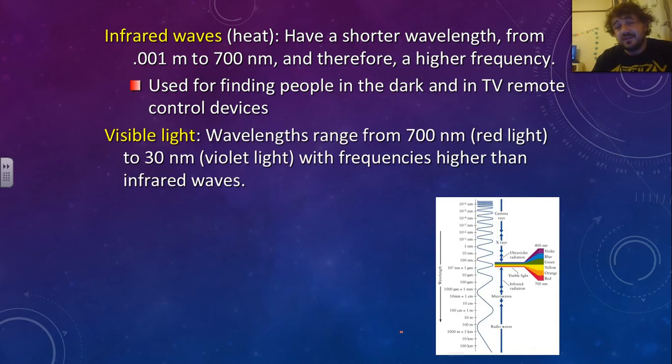Visible light, that's what we see, and we've seen where it runs. Now, visible light goes from red to violet, and we'll get to how to remember those in a minute. It's pretty straightforward. But we see visible light. What we can't see is infrared light.